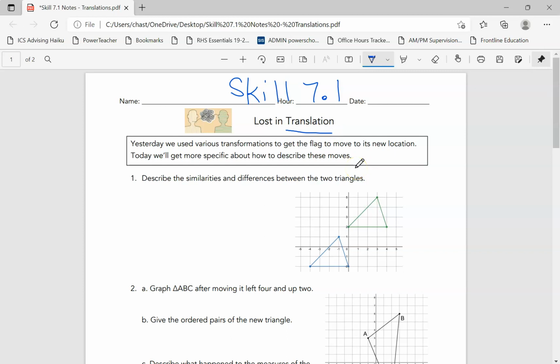Okay? So, over the course of these next few lessons, we're going to be talking about transformations. And a transformation is a movement that allows you to move one object to another. There are going to be four main ones that we look at. We're going to start with translations.